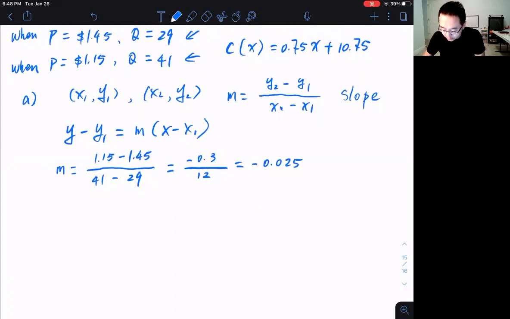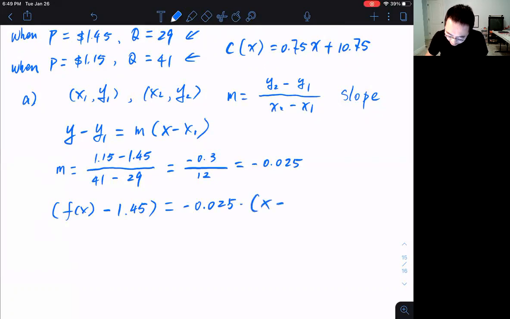Once you have this, then my functional form, y is f of x, I know that. So it's f of x minus either one of the y values, let's say we use the first point, 1.45. That equals my slope, which is negative 0.025, times x minus your x value, in that case 29. It came from this part right here.